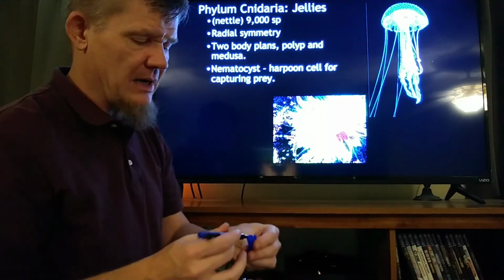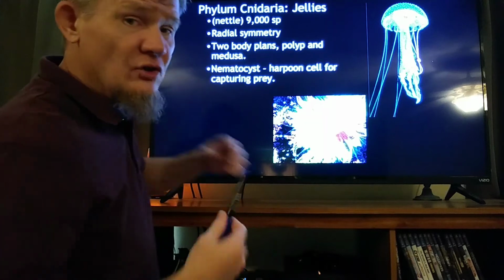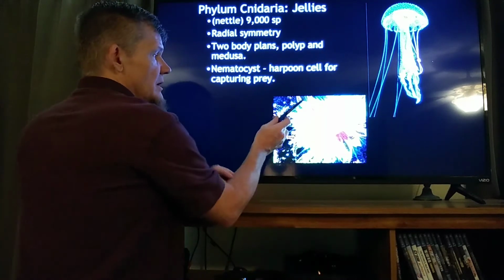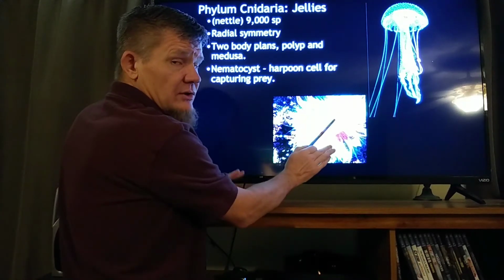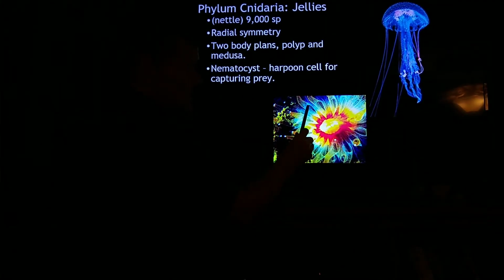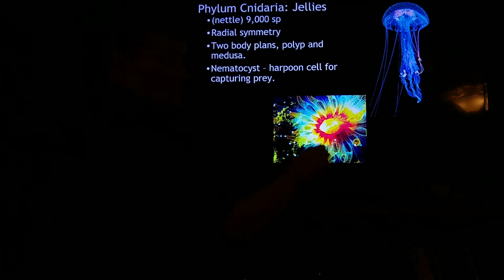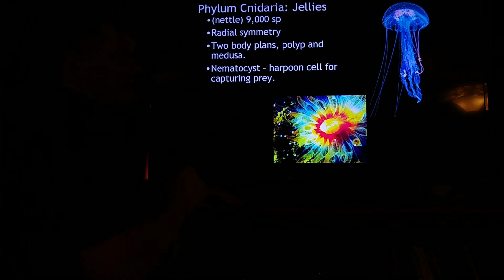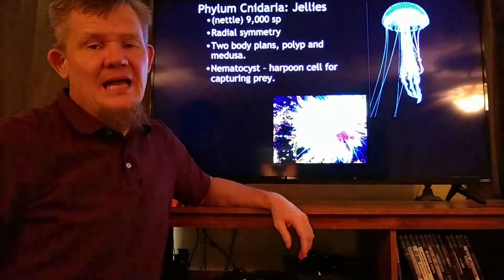If we look at this bottom picture, you can actually see the stinging cells if you look really close. If you can't see it in my picture, look at your printout. You can see these tiny little dots on the tentacles of this coral. Those tiny dots are all stinging cells, all the nematocysts, the cnidoblasts. The job of the nematocyst is to be a harpoon. It is to capture prey.